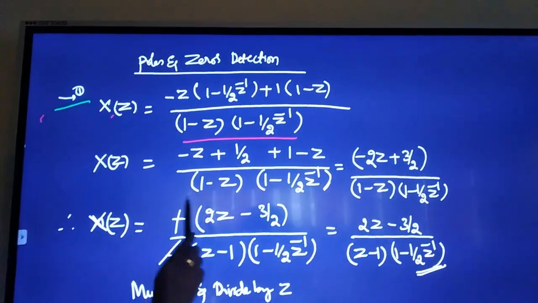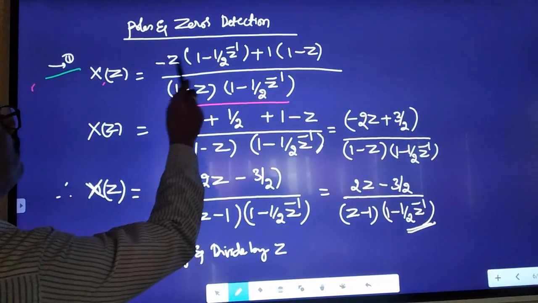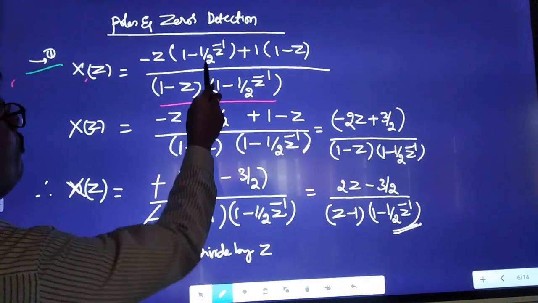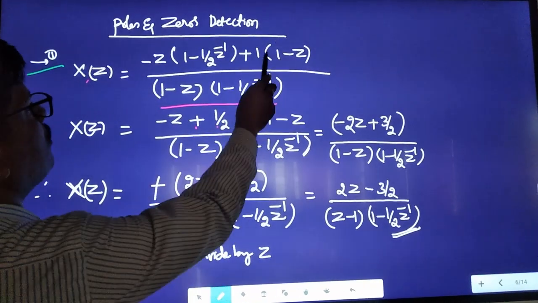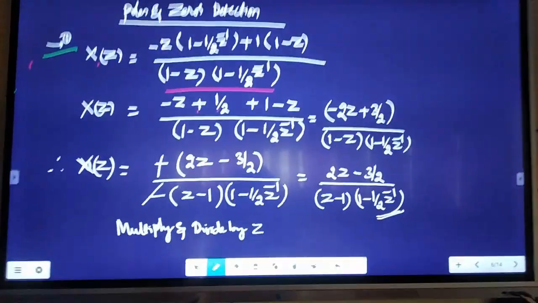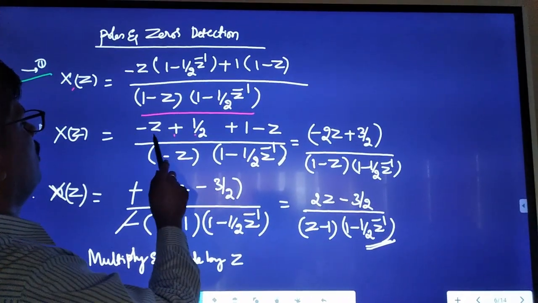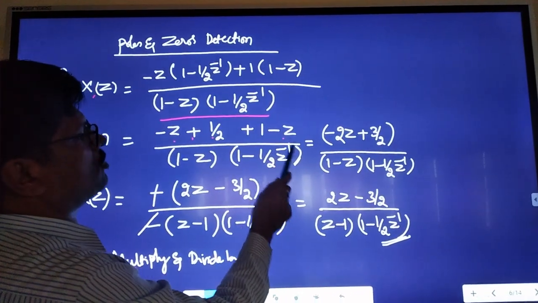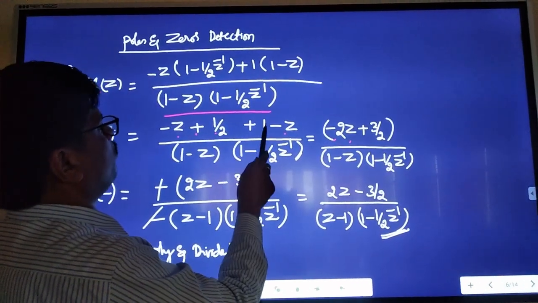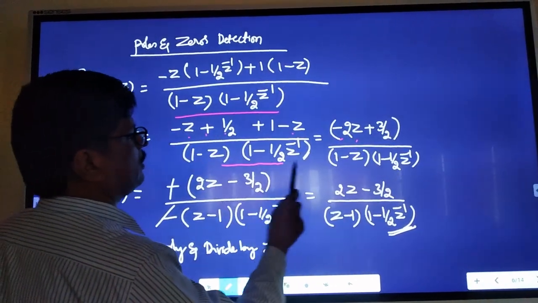The denominator is same. Now maths, denominator is same. Now simplify numerator. Minus z, minus into minus plus, z into 1 by 2 z inverse is 1 by 2, plus 1 minus z is equal to minus 2z plus 3 by 2. This is, see, 1z minus 1z minus 2z. This is plus 1 by 2 is plus 3 by 2. Denominator is same.